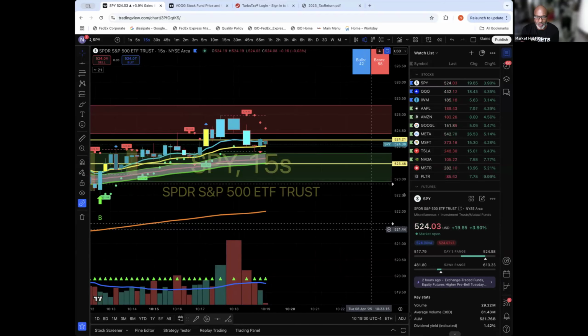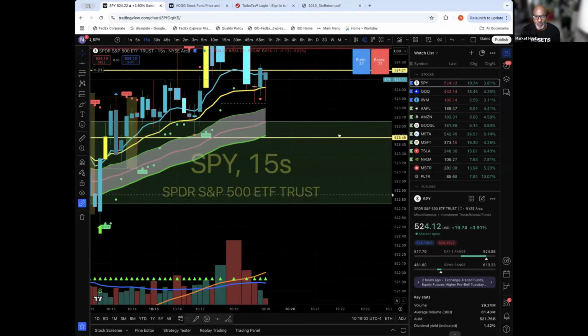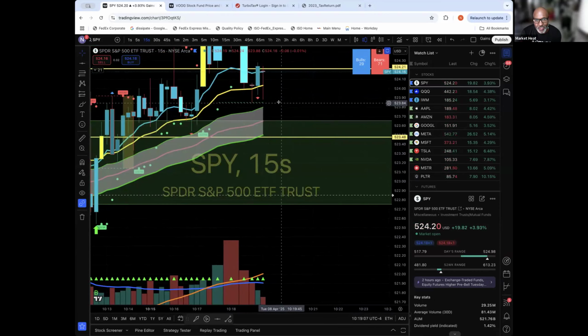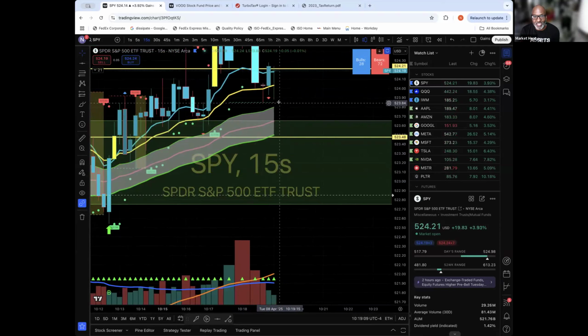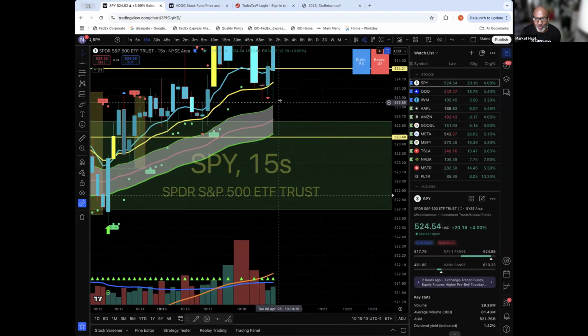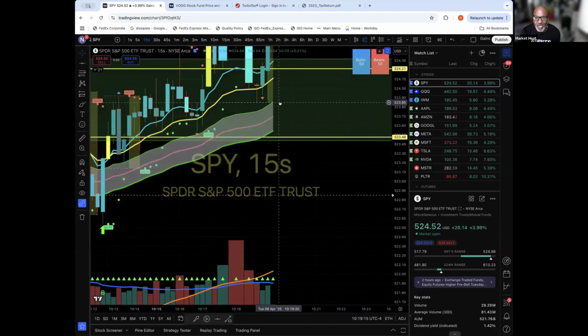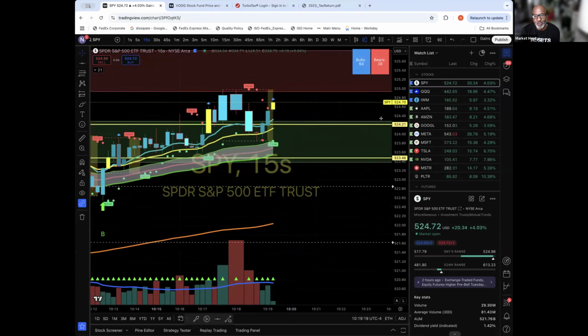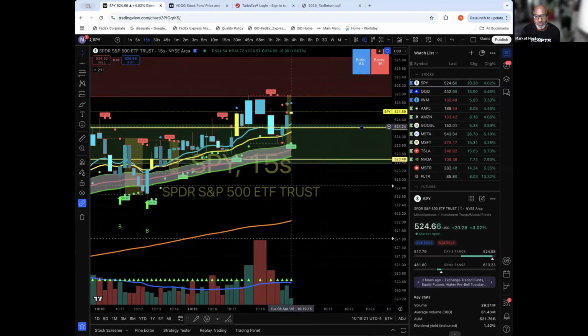Now, if you notice here, right, you see what this wick is? That can potentially become a key level, right? Because it came down here at 523.85 and it rejected. So now what's happening? It is consolidating. And how do I know this?